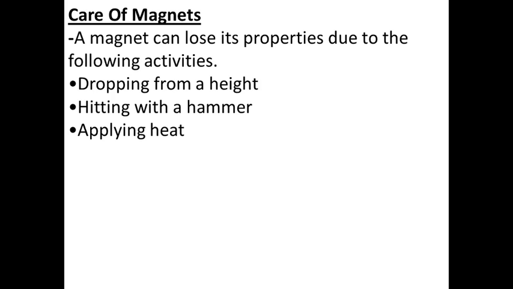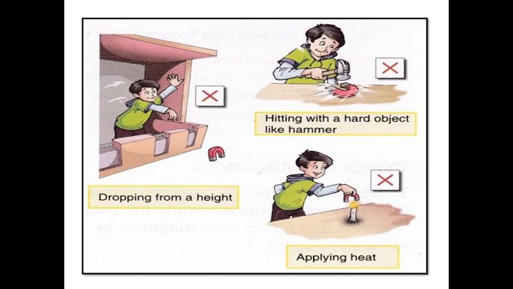The first one is dropping from a height. If we drop the magnet from a height, in that case the magnet will lose its magnetic property. Same with hitting with a hammer. If we hit that magnet with a hammer or with a hard object, again that magnet will lose its property. And the third case is applying heat. So we have to avoid these three activities: dropping from a height, hitting with a hammer, and applying heat. All of these cause the loss of magnetic properties of a magnet.